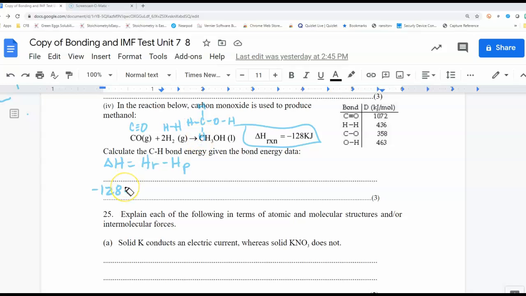So I have the overall is equal to negative 128. And then for my reactants, I have C to O triple bond, which will be 1072, plus 2 times H to H single bond, so there's 436. And from that, I'm going to subtract 3 C to H bonds, which we do not know. It is not given to us. That's what we're looking for, plus 1 O to H bond, which is 463. And I'm going to pause it right there and continue my calculation.